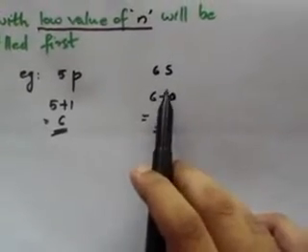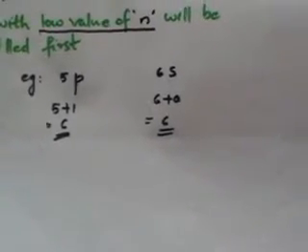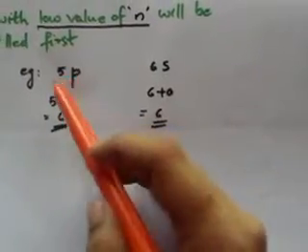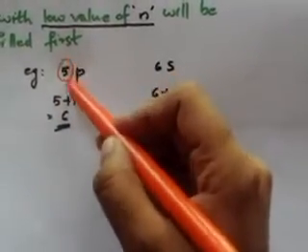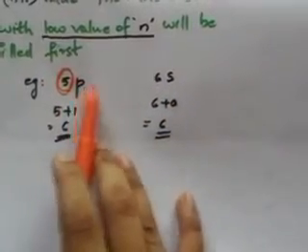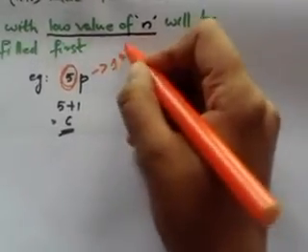In this case we will have to take the low value of n. Here the low value of n is for 5p. 5 is less than 6, so 5p will be filled first than 6s.